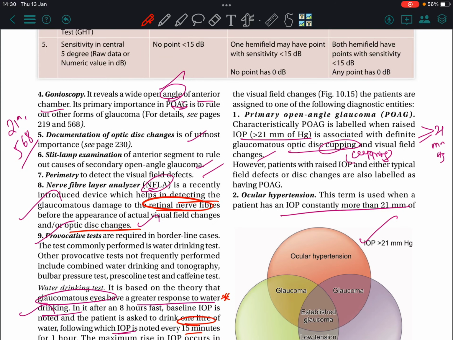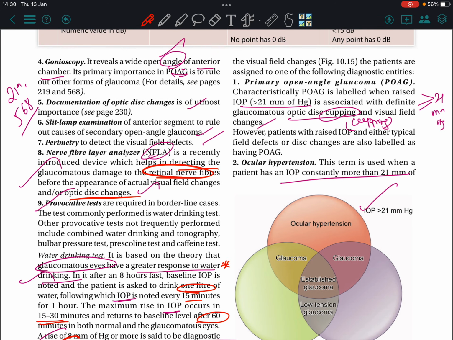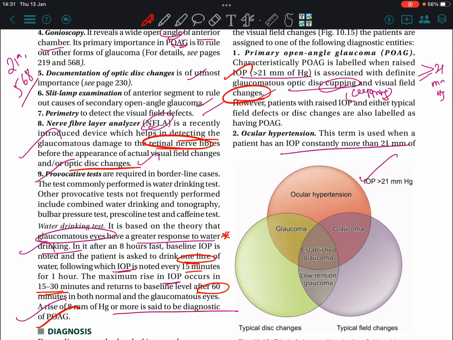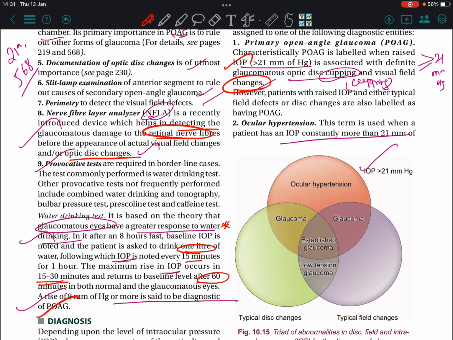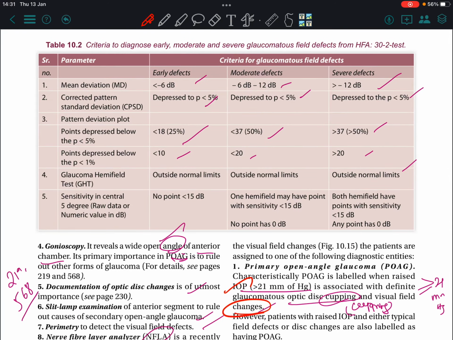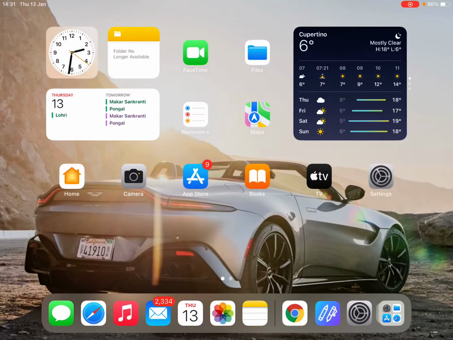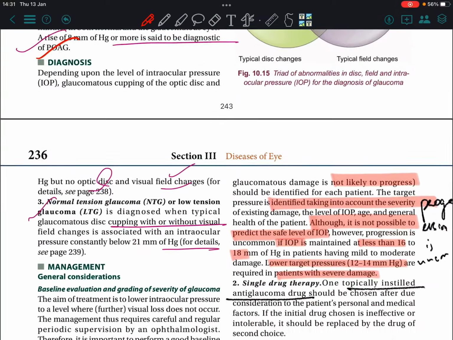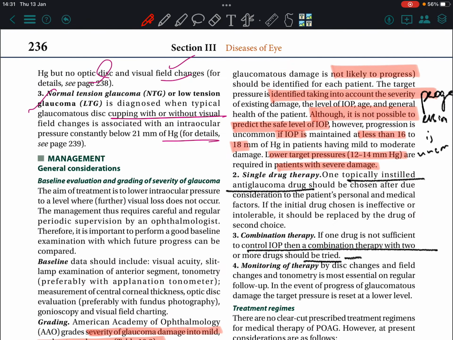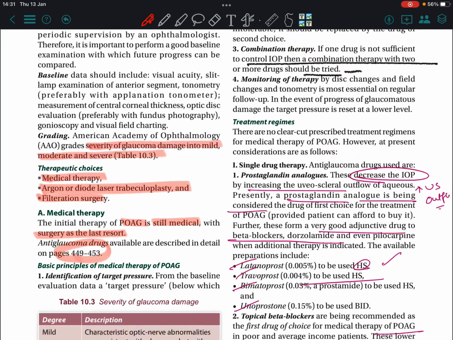Diagnosis: primary open angle glaucoma is diagnosed when IOP is greater than 21 mm Hg and associated with definitive glaucomatous optic disc cupping and visual field changes, scotoma, etc. Ocular hypertension term is used when a patient has IOP constantly more than 20 mm Hg. Then normal tension glaucoma is diagnosed when typical glaucomatous disc cupping with or without visual field defects is associated with intraocular pressure constantly below 21 mm Hg.